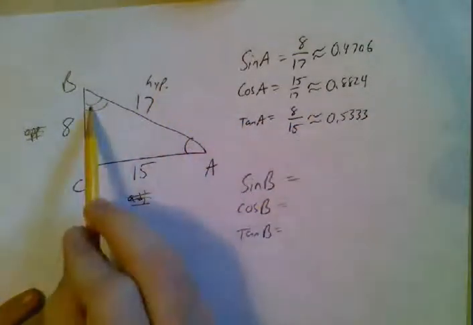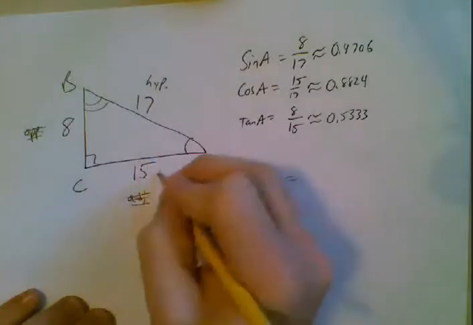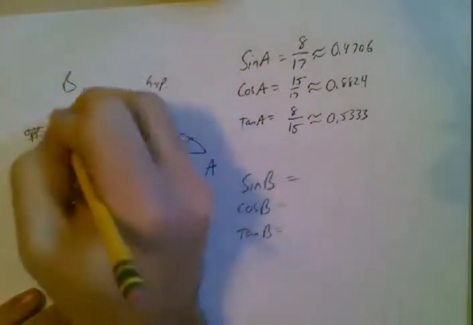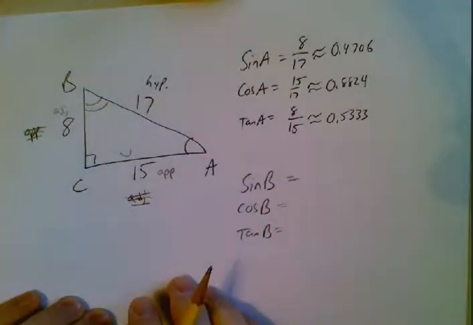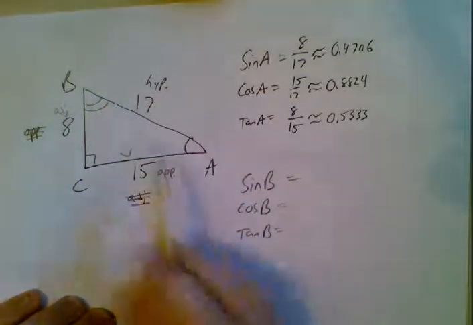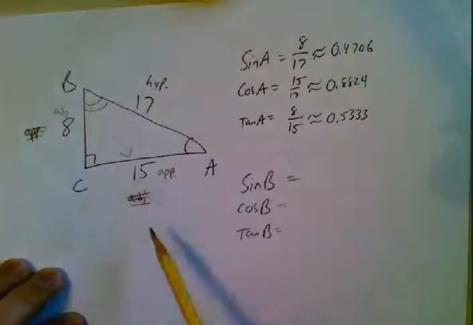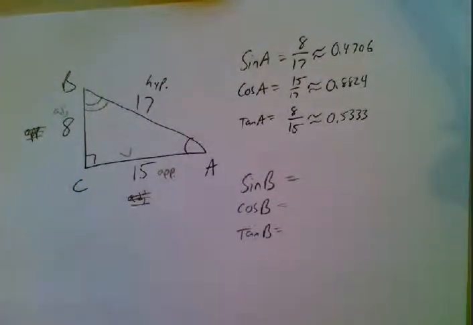But now if I'm using angle B, the 15 is actually the opposite to angle B. And the adjacent to angle B is the 8. So if it helps you, do that each time. Either cross off or erase. I used pen, so I couldn't erase it. But either erase it or even redraw it. Okay, and let's just basically start the problem over using angle B instead.